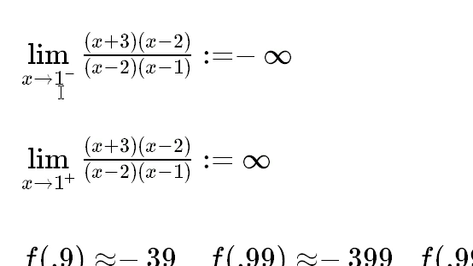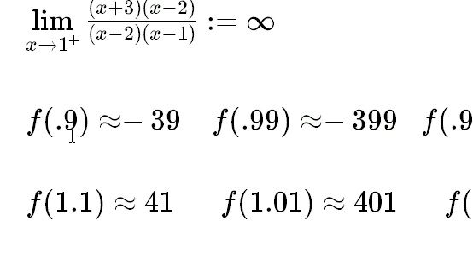So we're looking at the first one, coming in from the left side. I'm going to take 0.9 and plug it into our function. That's negative 39. I think it's actually precisely negative 39, so disregard the approximation symbol here. It should say equals negative 39. Then 0.99. Plugging that into the function, it's also negative, but it's 399. So we can pretty much say that coming in from the left, this is going to negative infinity.